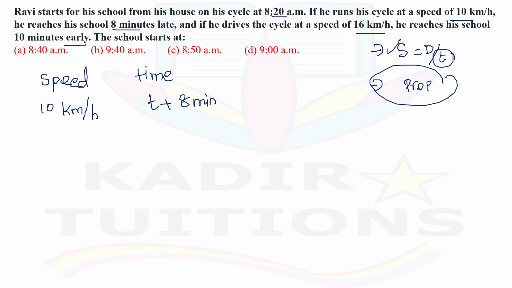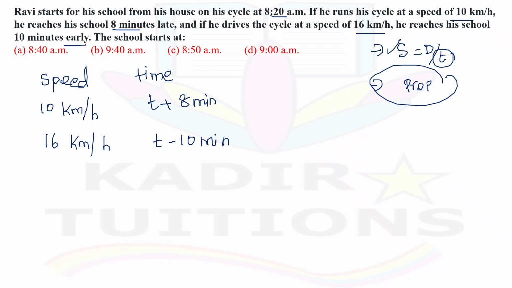Now what is the second case? At 16 kilometers per hour he is riding his cycle, so that he is reaching school 10 minutes earlier. It means as usual time is t, but he reached the school 10 minutes before. So I can write it as t minus 10 minutes. So this is the first data we need to know. And now we are going to find the relation between the speed and time. Then only we can decide whether this is a direct proportion or indirect proportion.